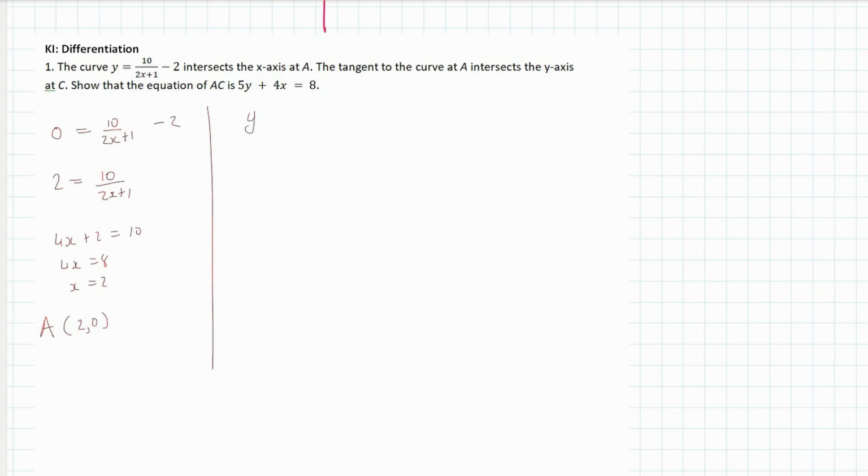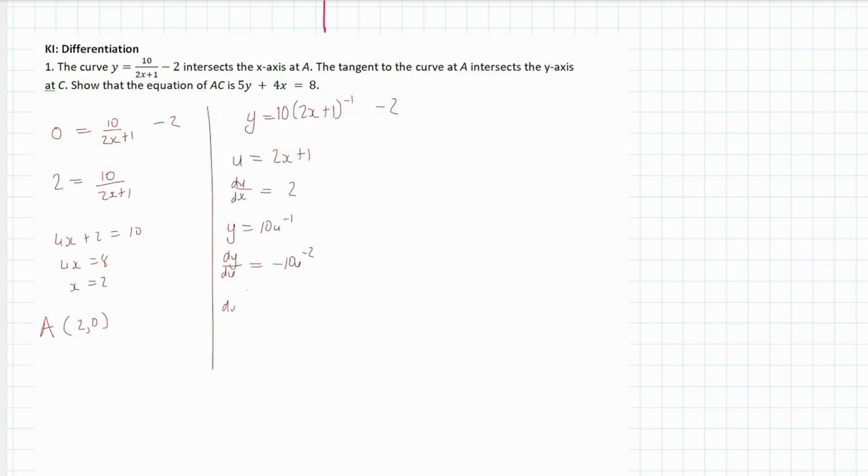Now, I need to find a tangent to the curve. So I'm going to rewrite my original curve like this: 10 into 2x plus 1 to the power of negative 1 minus 2. Now, to differentiate this, I'll use my chain rule. So u equals 2x plus 1, and therefore du dx is equal to 2, and y equals 10u to the negative 1. And so dy du is equal to negative 10u to the negative 2.